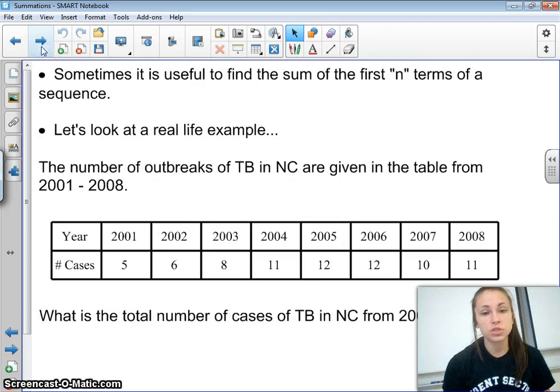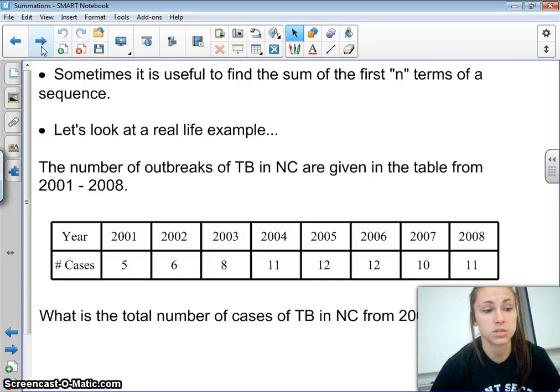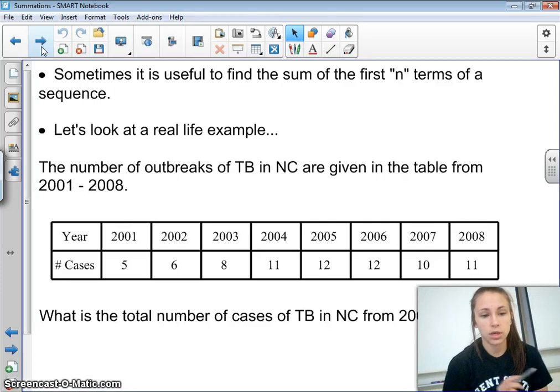So sometimes it's useful to find the sum of the first so many terms of a sequence. So we're going to look at a real life example, and I completely made this up. This is really not the number of outbreaks of tuberculosis in North Carolina. But the number of outbreaks of tuberculosis in North Carolina are given in the table from 2001 to 2008. So here are all of our cases of tuberculosis.